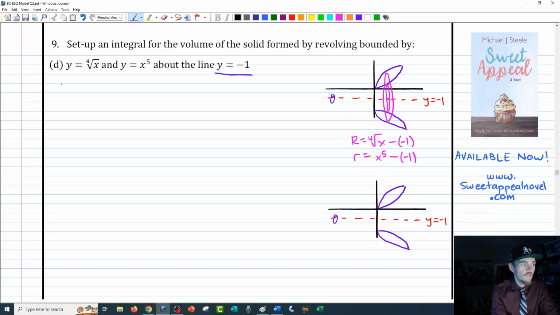It's the same setup every single time. Our volume will be, with the pi factored out in front, the integral of the 4th root of x plus 1, I'll just go ahead and simplify that, minus x to the 5th plus 1, all squared, all in terms of x. And then our limits of integration are going to run from 0 to 1, because these two curves intersect on 0 to 1.